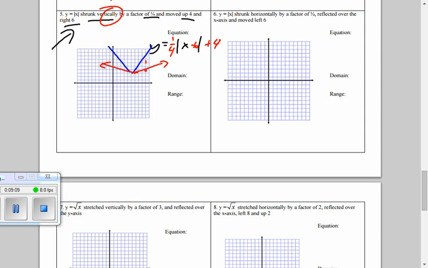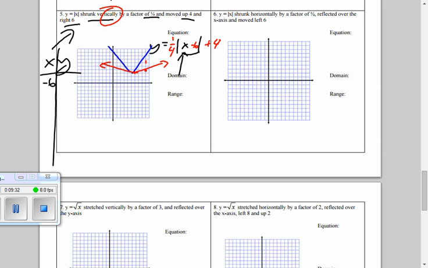Now that's just a ballpark though, so how do I get my exact points? XY chart. So I know it kind of generally looks like that. The XY chart will tell me exactly where some points are. Always try to make the thing on the inside really small. Like 0. What could I put in for x that would make the whole thing 0?